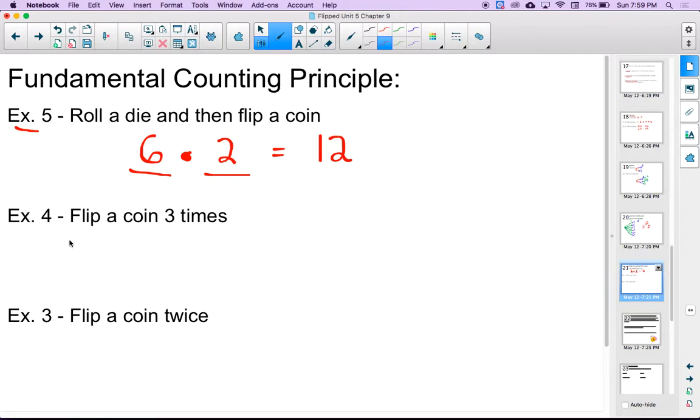This was example 4 that we already did. We flip a coin 3 times, so there are 3 steps. 1, 2, 3. First step was flipping a coin. There are 2 outcomes when we flip a coin, heads or tails. Second step, flipping a coin. There are 2 outcomes, heads or tails. Third step, you guessed it, flipping a coin. There are 2 outcomes, heads or tails. So we take those 3 steps and we multiply their outcomes together. 2 times 2 is 4, times another 2 is 8. There are 8 outcomes in that sample space.